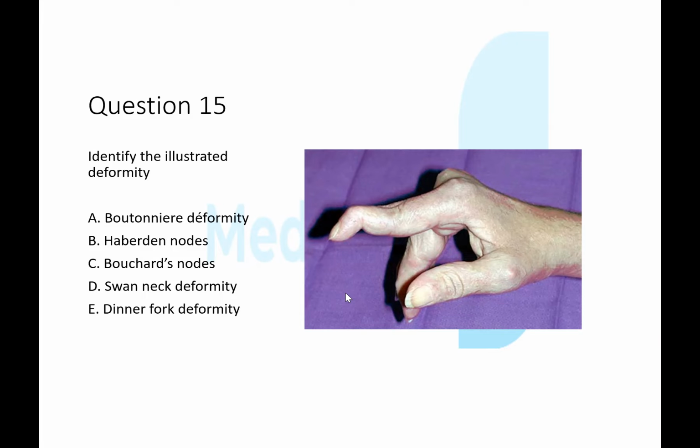Okay. But the Heberden's node and Bouchard's node that we were talking about, you see this one in osteoarthritis. Okay, so next slide.